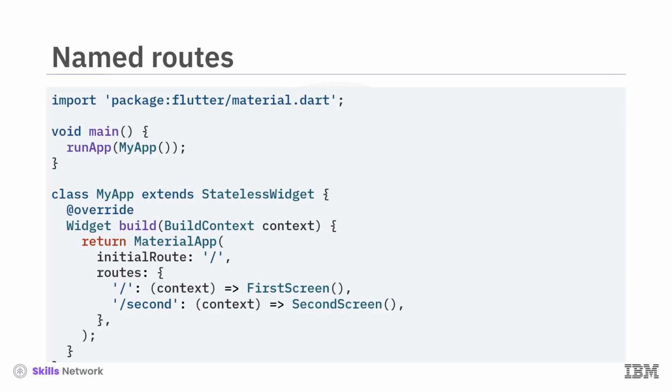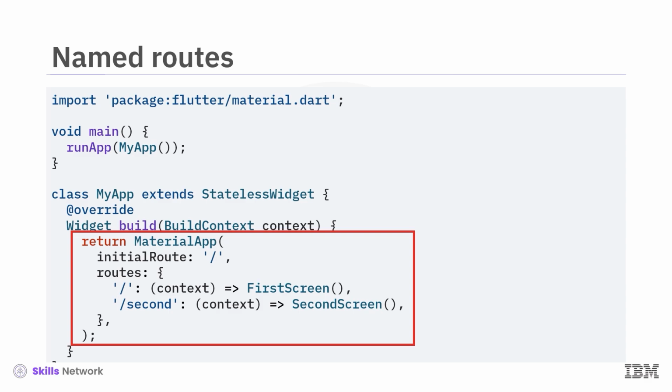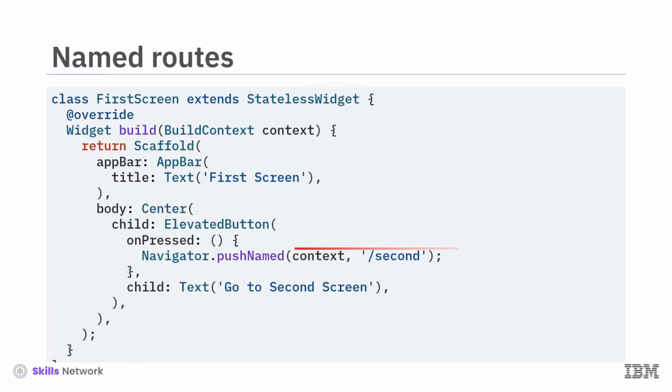Here's another piece of code featuring named routes. Here, the named routes are defined in the routes property of the MaterialApp widget. Initial route specifies the initial screen that will be displayed. Finally, this method helps the screen navigate to the specified route.